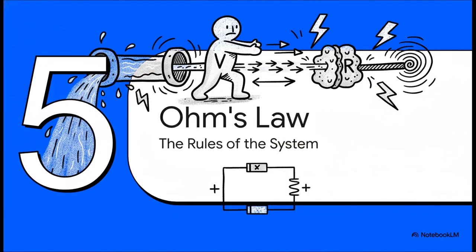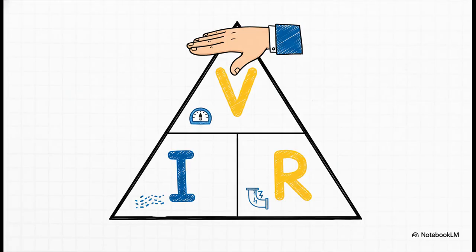Okay, we've met the parts, we know what they do, now we need to learn the rulebook. There's one fundamental law that governs how all these things interact, the physics that makes our whole water analogy work, and it's called Ohm's law. And this little triangle is your cheat sheet. It shows the relationship perfectly. Voltage equals current times resistance.